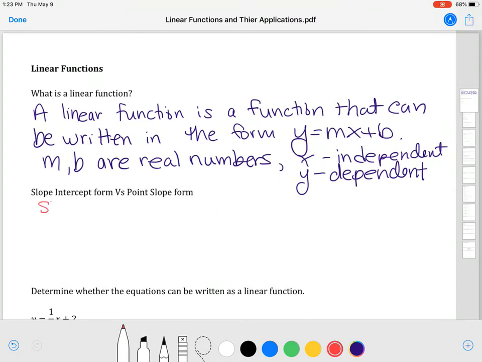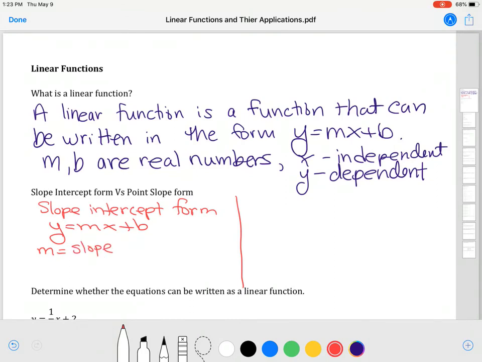So slope-intercept form looks like this: y equals mx plus b. M is your slope, and b is the y coordinate of the y-intercept.